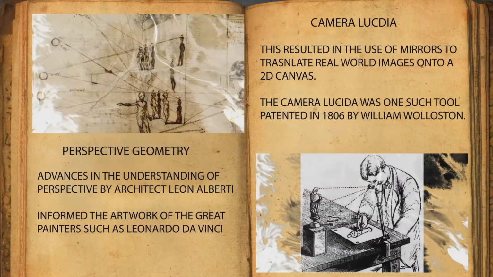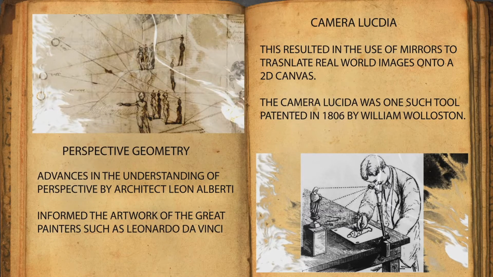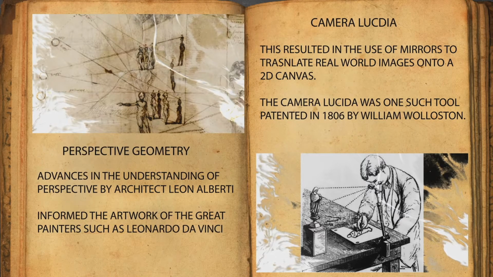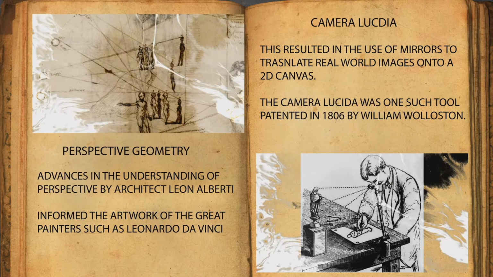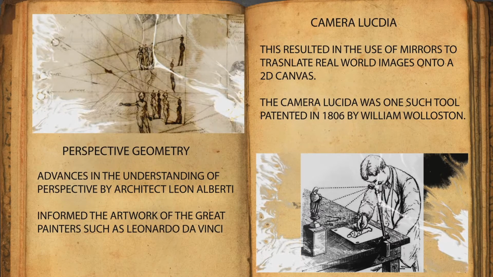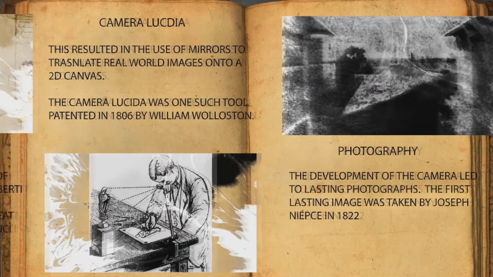Then advances in mathematics, and in particular in perspective geometry, was assisting architects, and then later some of the Renaissance artists into developing their art and creating 3D images inside of 2D canvases. Tools like the camera lucida then were created to help with the use of mirrors to translate the real world onto 2D canvases. So the camera lucida was such a tool, and it's painted in 1806 by William Wallinson. It helps a lot of artists to recreate that real world effect on their images.